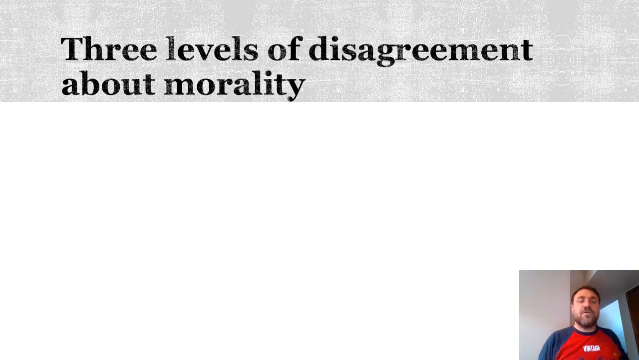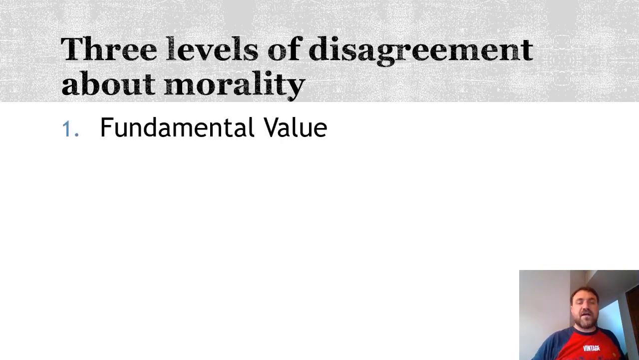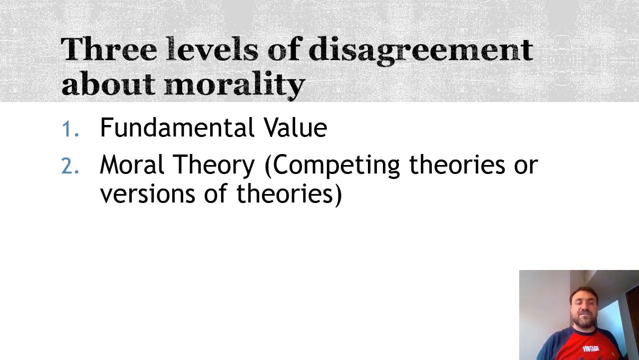Right? So those levels of disagreement are these, and I'll just spell them out, and we've got some examples of these later. The first kind of disagreement is at the level of fundamental value. Okay. The second type of disagreement is a disagreement at the level of moral theory, and this will include competing moral theories or competing versions of moral theories. And another way you could put this is the criterion for morality, right?